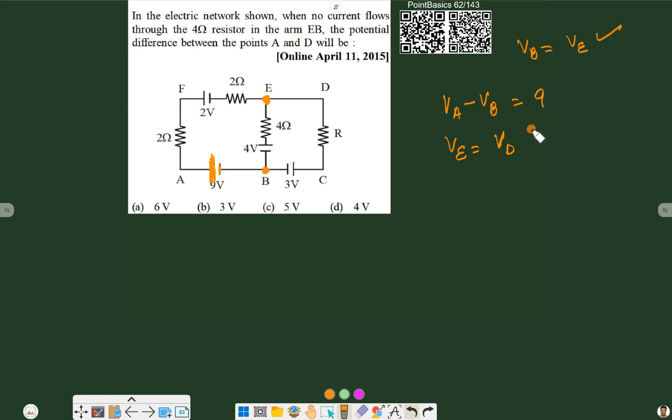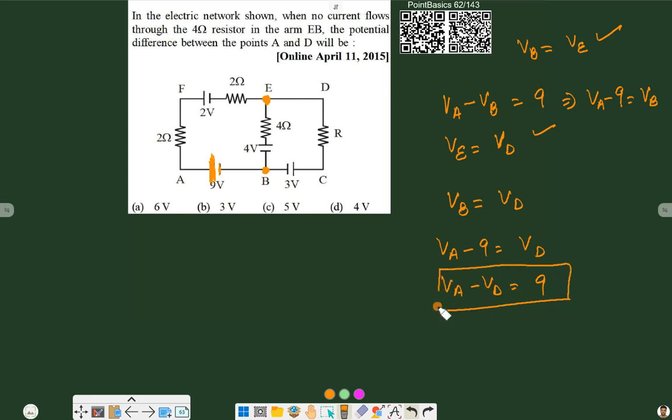So now using this and this, we can write that VB is equal to VE and VE is equal to VD. So VB is equal to VD, and from this, the value of VB will be VA minus 9. So VA minus 9 is equal to VB, and that is equal to VD. And so VA minus VD should be equal to 9, and none of the options matches here, so all options are wrong. The actual answer will be 9 volts.